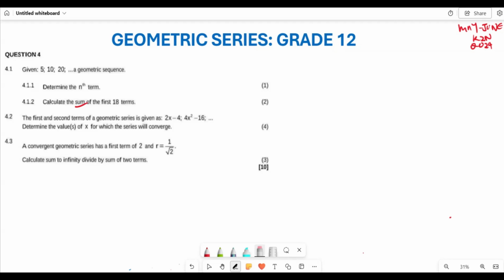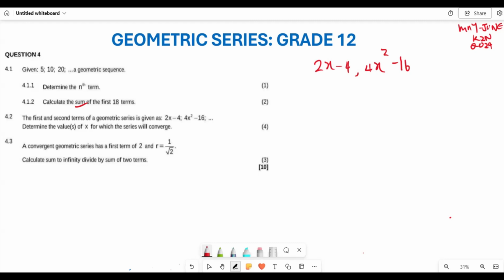So now in here, they are saying the first and the second term of your geometric series is given by what? So they are saying you're having 2x subtract 4. You are also having x squared subtract 16, right? This is 4x squared subtract 16, right? So now they say determine the value or the values of x for which the series will converge. Are we together, right?